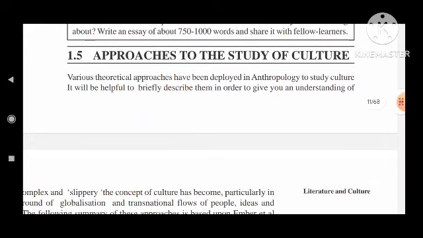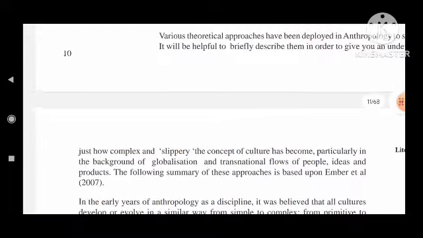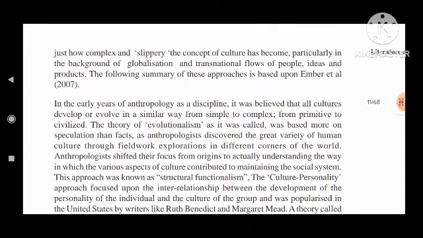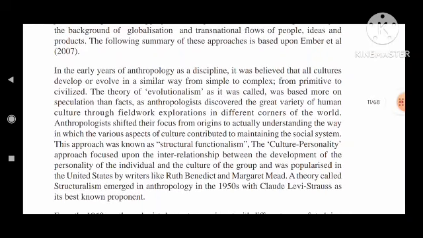Now, approaches to the study of culture. Various theoretical approaches have been deployed in anthropology to study culture. It will be helpful to briefly describe them in order to give you an understanding of just how complex and slippery the concept of culture has become, particularly against the background of globalization and transnational flows of people, ideas and products. The following summary of these approaches is based upon Ember et al.